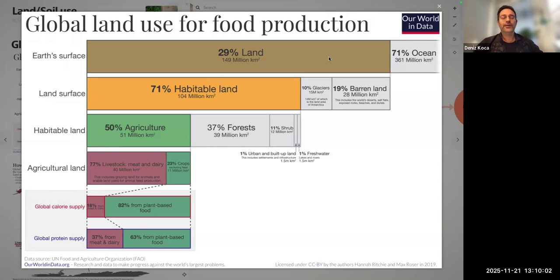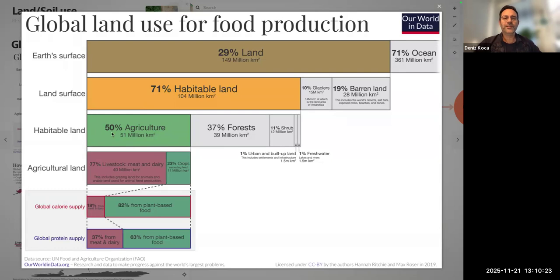Globally, if you look at the Earth's surface, only 1/3 is land, the rest is ocean. And of that land area, only 70% is habitable. And as I mentioned in my first slide, half of this habitable land is used for agriculture. And there comes the problem.